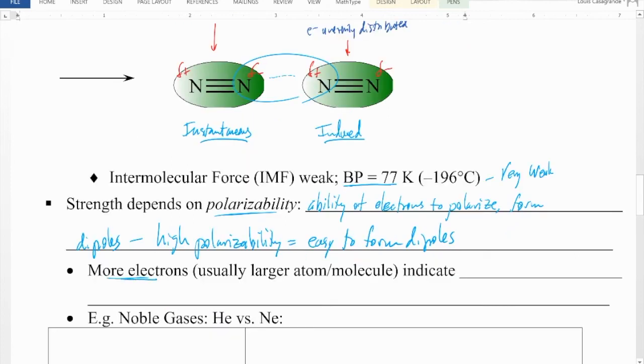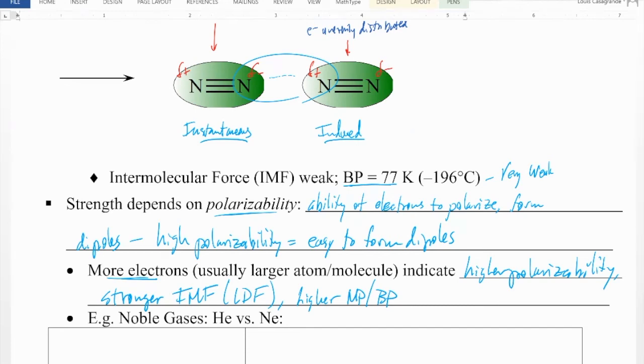More electrons, and that's usually going to be for a larger atom or molecule, indicate higher polarizability. I'm going to keep using that word. Higher polarizability, stronger intermolecular force. Again, it's got to be those London dispersion forces, LDFs, and higher melting points and boiling points.